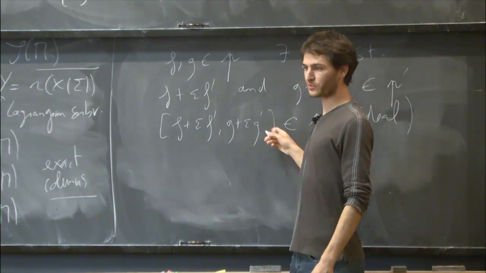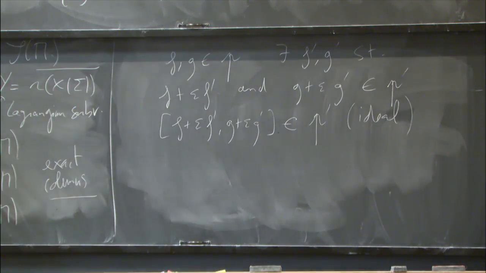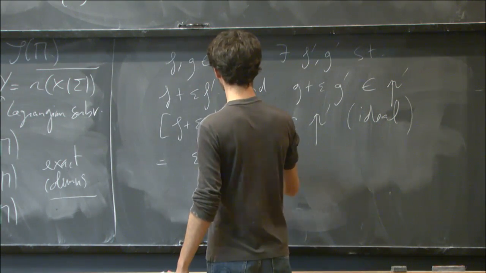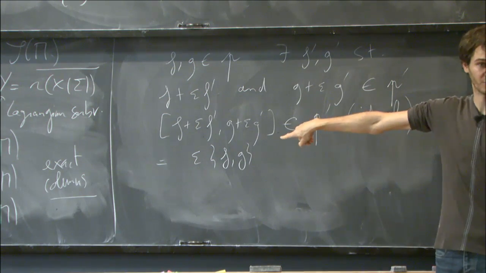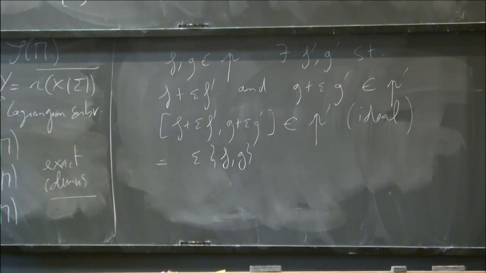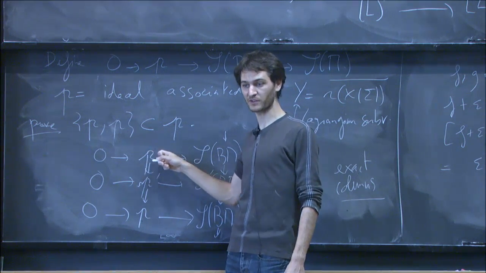But you can compute this precisely because of the formula I wrote here. If you take the commutator, you just get something very simple. You get this equals epsilon times the Poisson bracket of F and G. Just a direct computation using this formula here. So it means that here it comes from P by multiplication by epsilon. It precisely means that the Poisson bracket of F and G belongs to P.